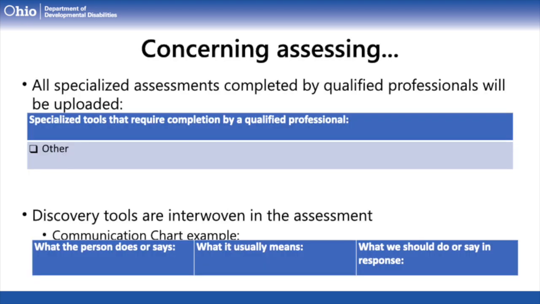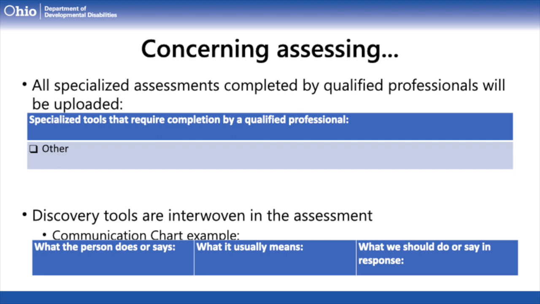No assessment completed by an external professional will be left behind. We are going to upload all of that critical information the team has gathered. So, at the end of each section, there will be an option to note if other assessments have been done and to upload them to the record. The Ohio ISP standardized assessment and plan includes discovery tools interwoven into the template. Any additional assessments should provide valuable information around important aspects of the person's life.